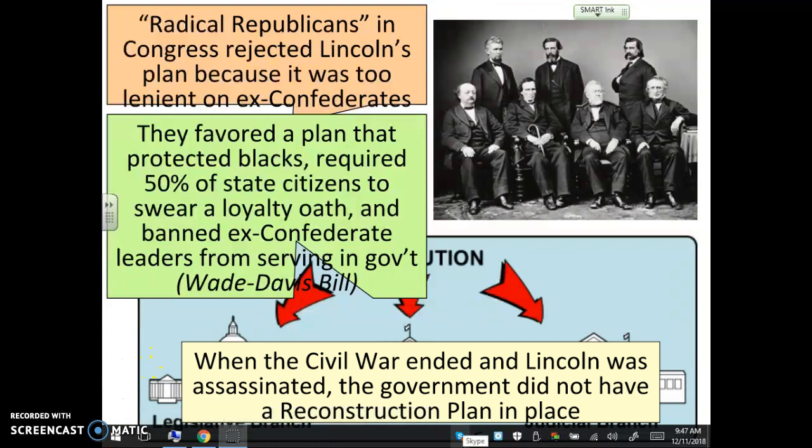And the event that's really going to stir the pot even more is that when Lincoln is assassinated, the government did not have a plan for Reconstruction put in place. So there's going to be a huge division between the people in the legislative branch and in the executive branch who favored Lincoln's plan versus the radical Republicans, as they become known, led by Thaddeus Stevens, who support the Wade-Davis bill.